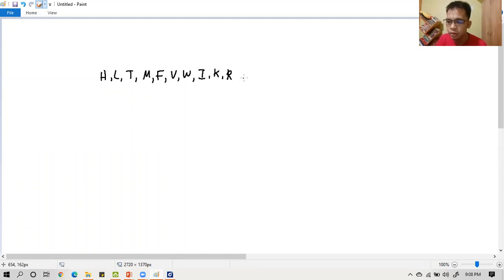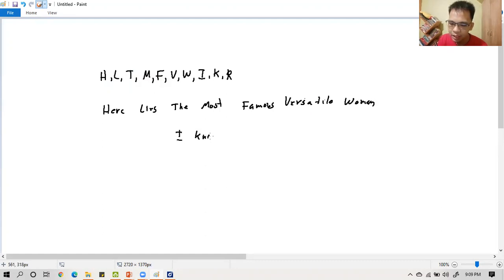Para mas maano nyo, di ba? Sir, we cannot memorize these. This is what my teacher taught me to memorize using a mnemonic: Here lies the most famous versatile woman. I know, right? So this is the mnemonic in order to memorize the 10 essential amino acids. As you can see, the first letter stands for the one-letter symbol of our amino acid. So here lies the most famous versatile woman. I know, right? Those are our 10 essential amino acids.